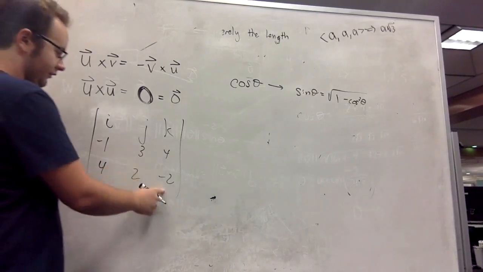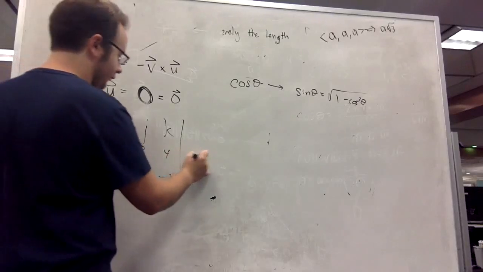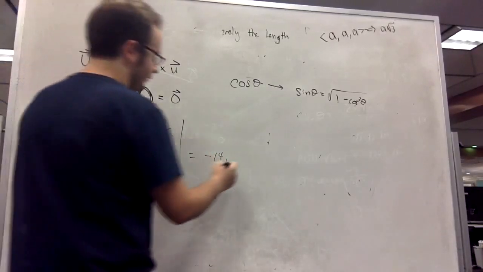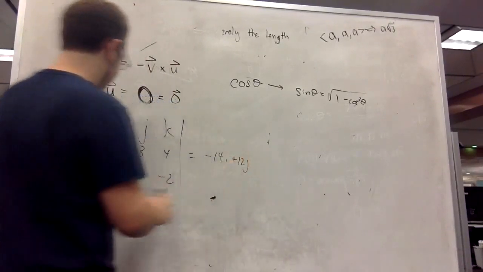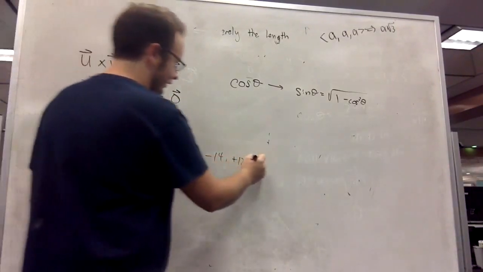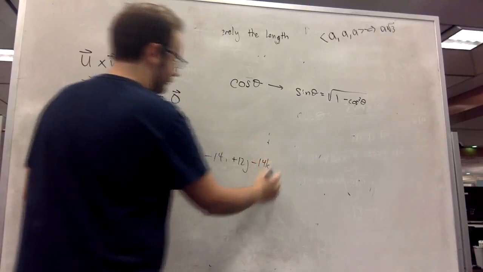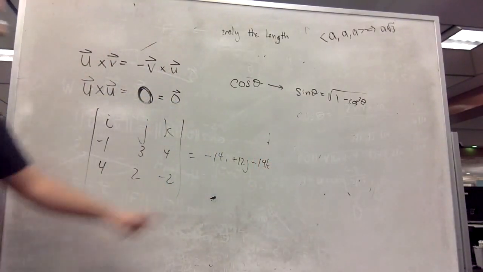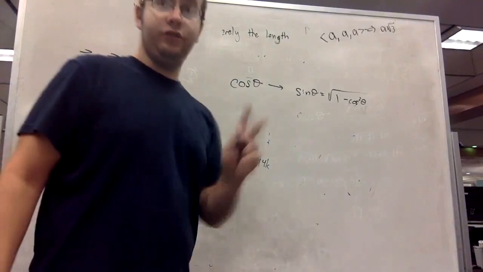Here's how I do it. This is -6 minus 8, which is -14i. 2 minus 16 is -12, so it's plus 12j. -2 minus 12 is -14k. And that's the cross product you should get. Cool. And this vector would be perpendicular to the original two vectors u and v.